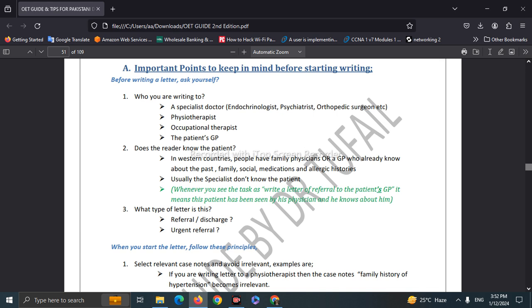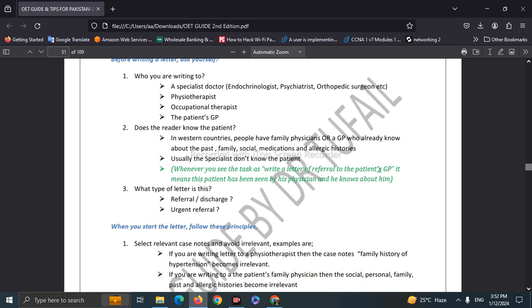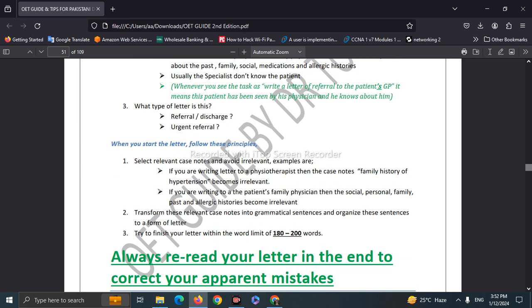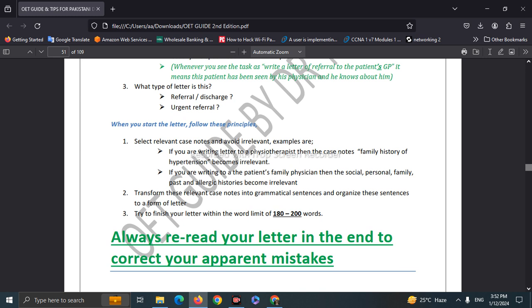So you should give the social history, and any comorbidity, allergy history, family history, or past medical history. Try to keep within the word limit of 180 to 200 words. It is a very ideal limit.